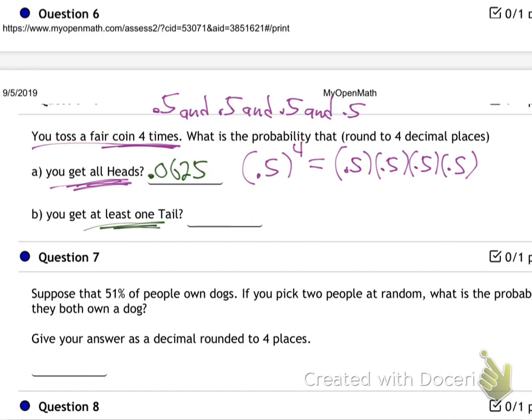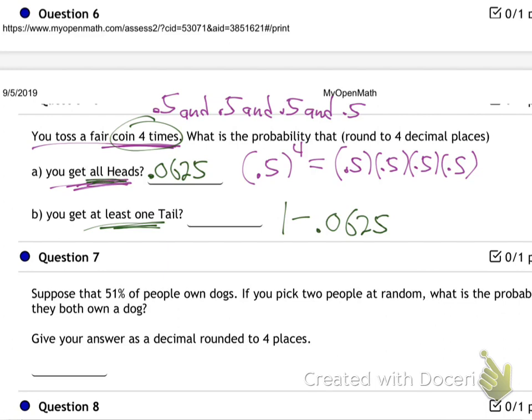You get at least 1 tail. So you're going to flip the coin 4 times, and you want to get at least 1 tail. Is it 1 minus the top? Good question. Najwa thinks it's 1 minus the top. Is she right? She's a probabilistic genius. That's exactly what it is, right? Does that make sense? Because it's the opposite, isn't it?